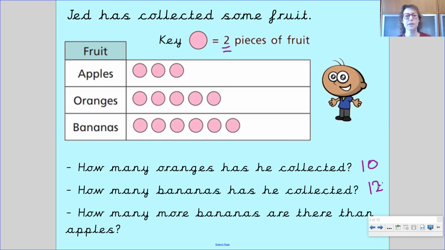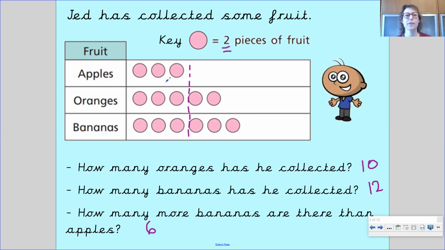How many more bananas are there than apples? So if we look, this is a bit more confusing than we were doing yesterday because we've got one at the top and one at the bottom. But if we look at where they stop matching, we've got apple stops there. So if we go like that down our chart, this is where they match, our apples and our bananas. And these are the extra bananas that Jed has. So we just need to count these bananas here. So we've got 2, 4, 6.